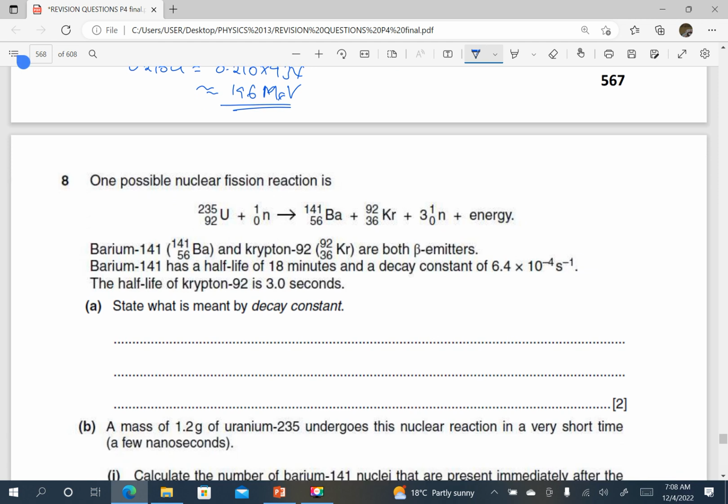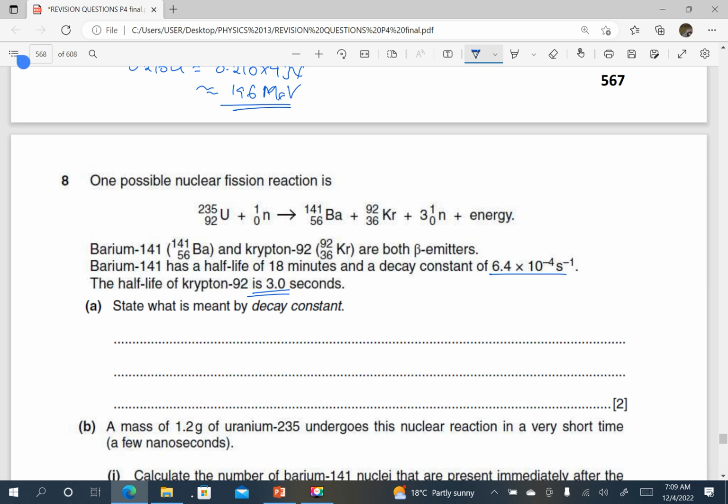One possible nuclear fission reaction is shown here. Barium and krypton are both beta emitters. Barium-141 has a half-life of 18 minutes and a decay constant of 6.0 times 10 power negative 4 per second. The half-life of krypton is 3.0 seconds. You see how small the half-life of krypton is compared to barium, so it is almost negligible.